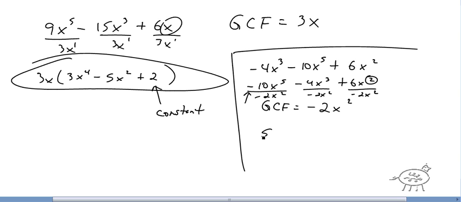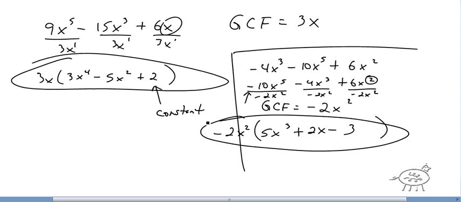And you get 5x to the third. Oops, I didn't put the number in front, so it's negative 2x squared. 5x cubed plus 2x minus 3. And that is your answer. Notice this is in descending order. This one's positive. And don't forget to put that on the outside of the parenthesis.